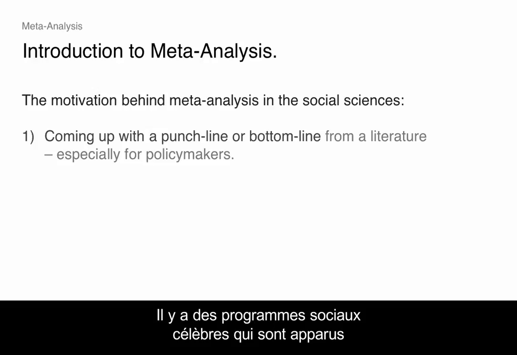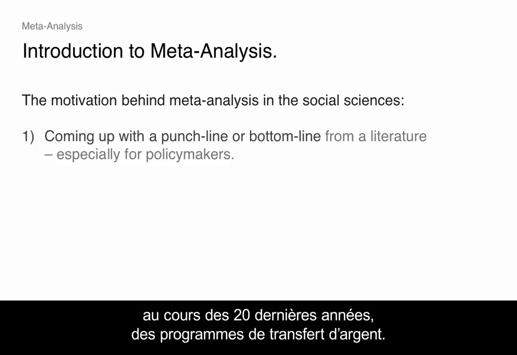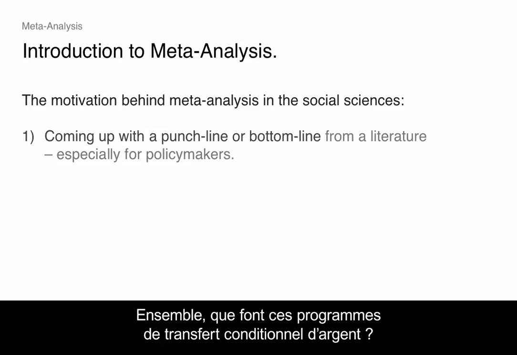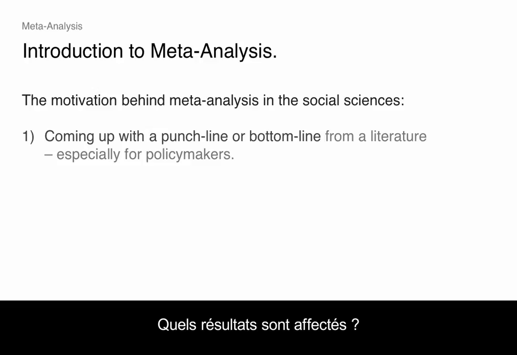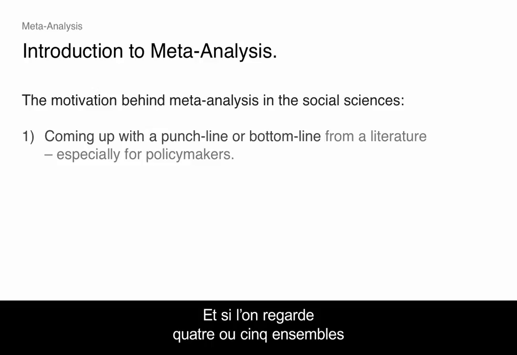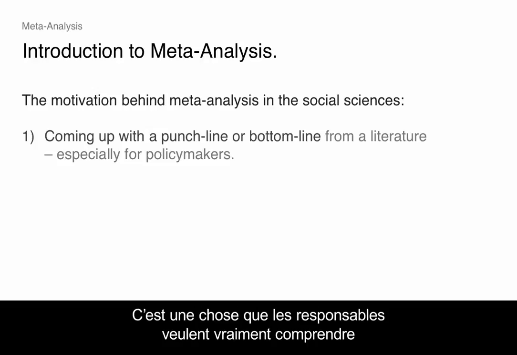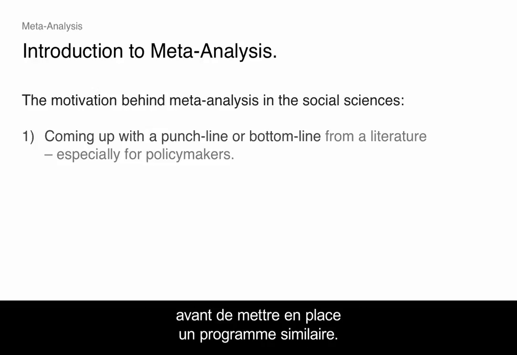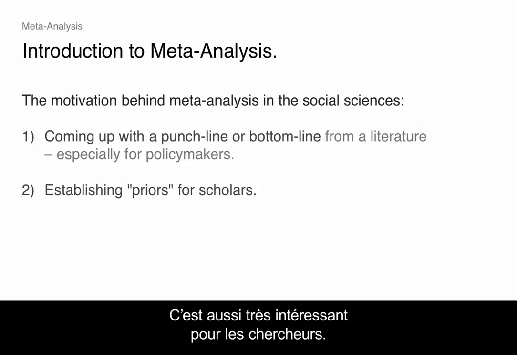So there's been famous social programs rolled out over the last 20 years, cash transfer programs. Taken together, what do these conditional cash transfer programs do? What sort of outcomes are affected? If we looked across 4 or 5 different main sets of outcomes, education, health, whatever. That's something that policymakers really want to understand if they're considering rolling out a similar program. These are also of great interest to scholars.